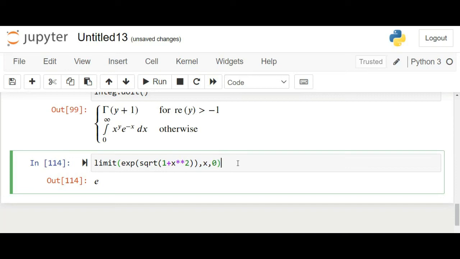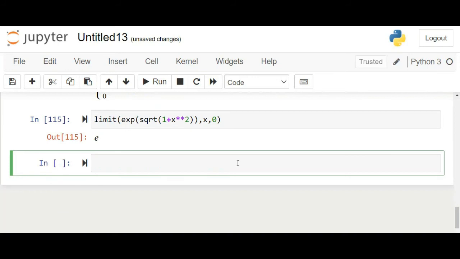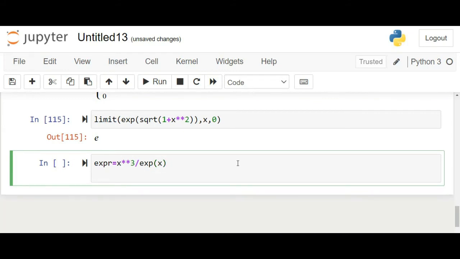and now if we move a little forward, just like if we want to write the expression, expr is equal to x raised to the power 3 divided by exponential of x, then this is expr dot subs, and we want to find the limit at x comma at infinity, limit at infinity, x cube limit at infinity.